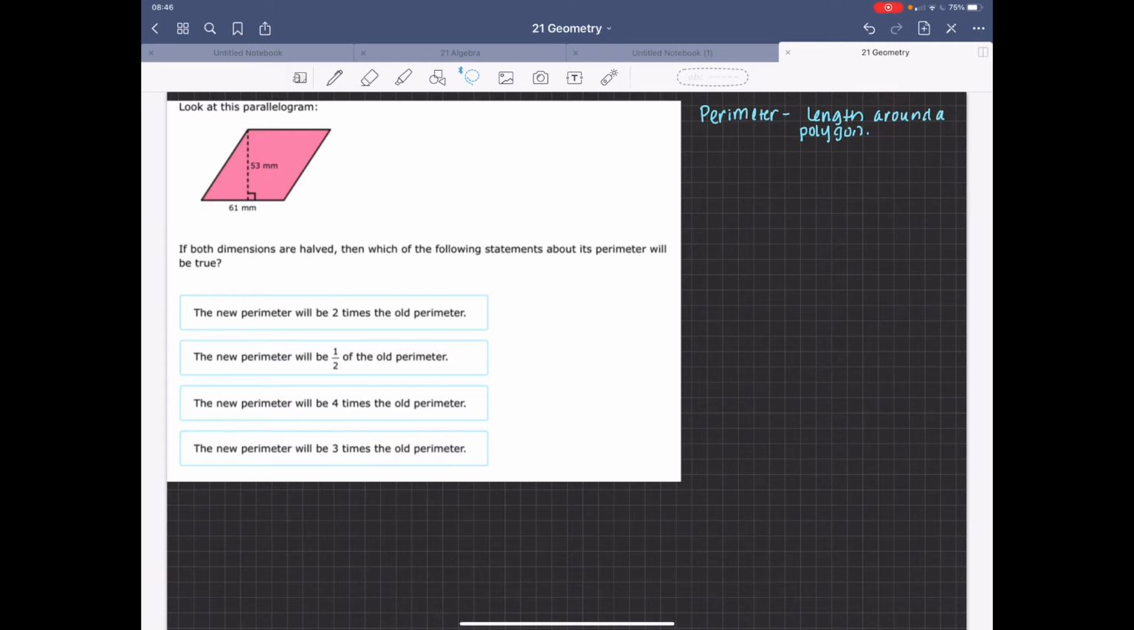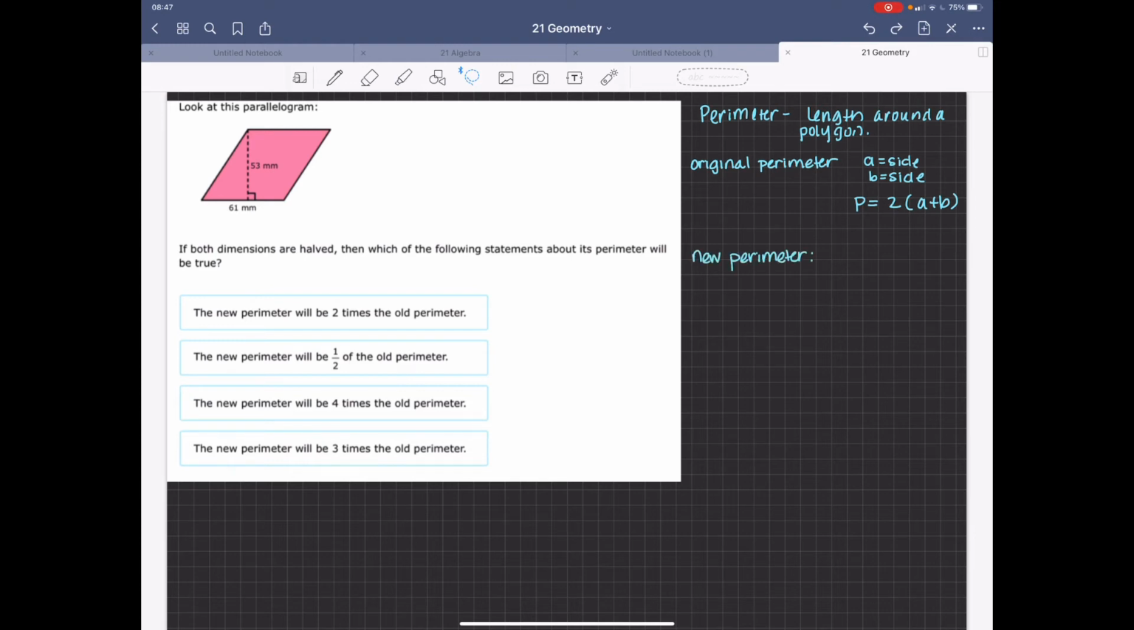And the two sides are just A and B. So it's going to be A plus B times 2 when we're looking for the formula of the original perimeter. Again, we're not using the dimensions. We're just using the if statement. So it says if both dimensions are halved, so that's going to be the new perimeter.